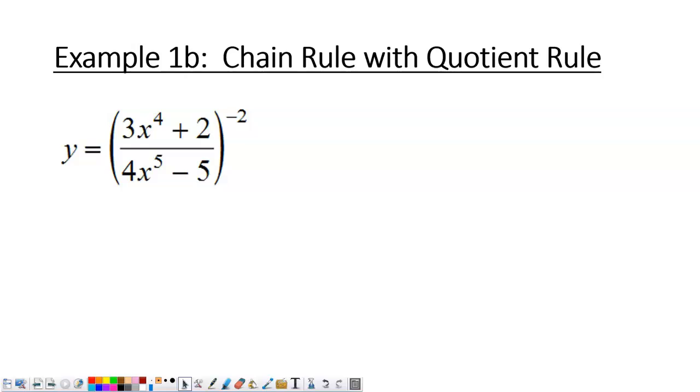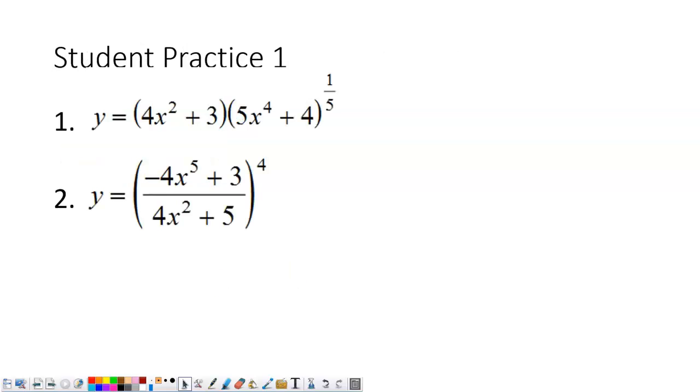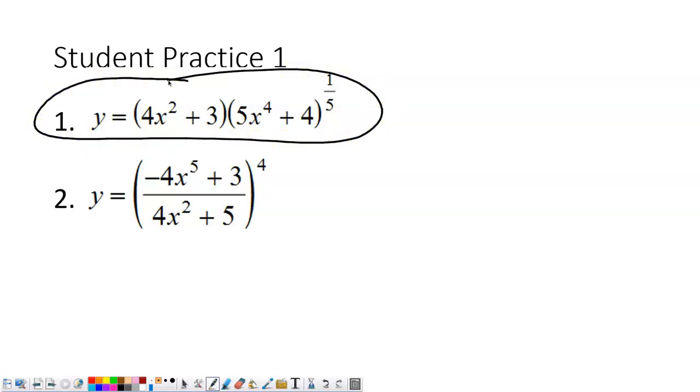I'm going to not do this one yet. I want you guys to try one. So let's go ahead and have you guys do a chain rule with a product rule. Go ahead and try that one and pause the video. When you unpause it, you'll see the solution.